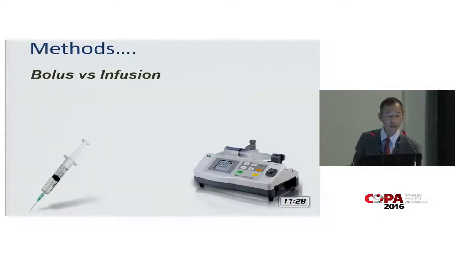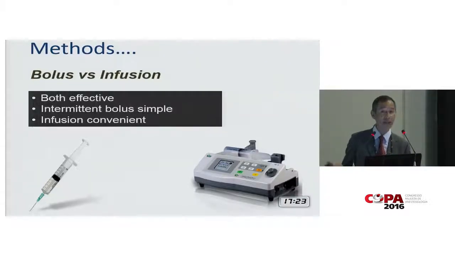The second issue is whether we should be using a bolus or an infusion for our drugs. In fact, you can use either. Both of these methods are effective, and it depends what you are more familiar with. With the bolus technique, intermittent boluses are very simple and easy. In our practice, we tend to use infusions because we find that they are more convenient. We have many syringe pumps, it's easy to teach, and the blood pressure is a little more stable. But either technique can be used. It's just important that you start to give the drug early.